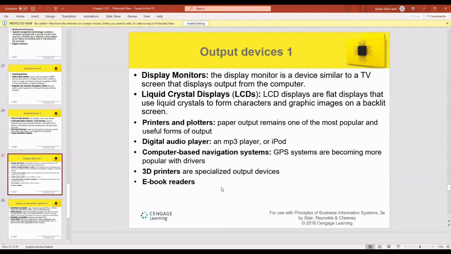Ebook readers: yes, nowadays technology is available so that readers can read electronic books. Books are available in e-form. Even for our course book, if you log in through Cengage, the publisher, they will provide you the e-book, an electronic copy.